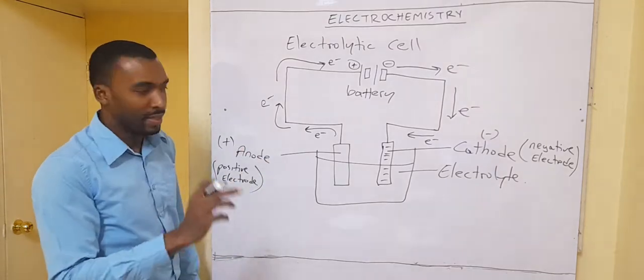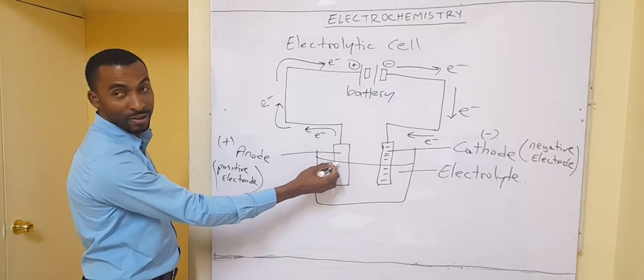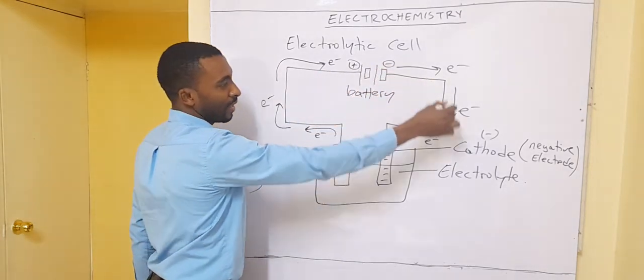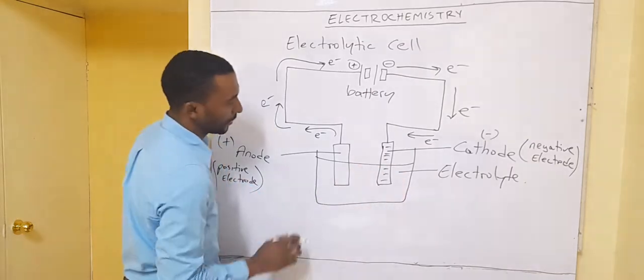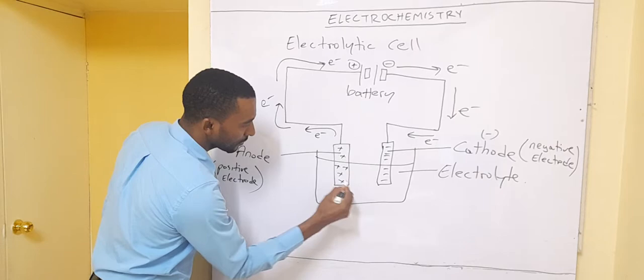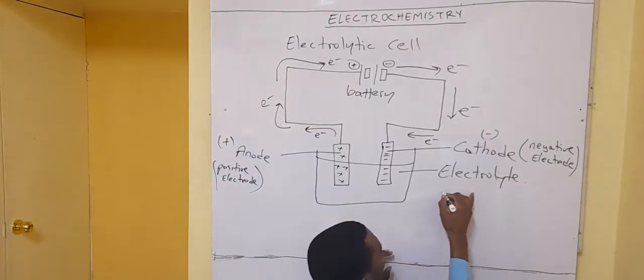So as you can see here, the electrons are moving from the anode, which is over here on the left hand side, moving through the circuit, goes through the battery, and to the cathode. Clear? Good. So it simply means that this electrode is positive. Alright? Now, what are some examples of electrolytes?